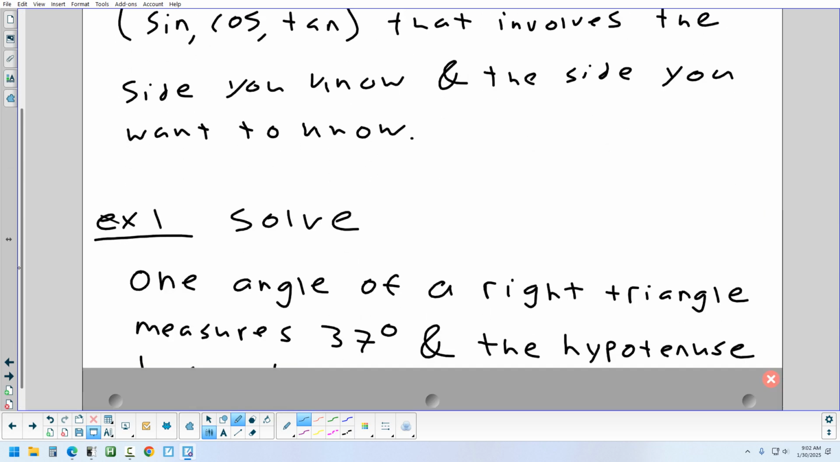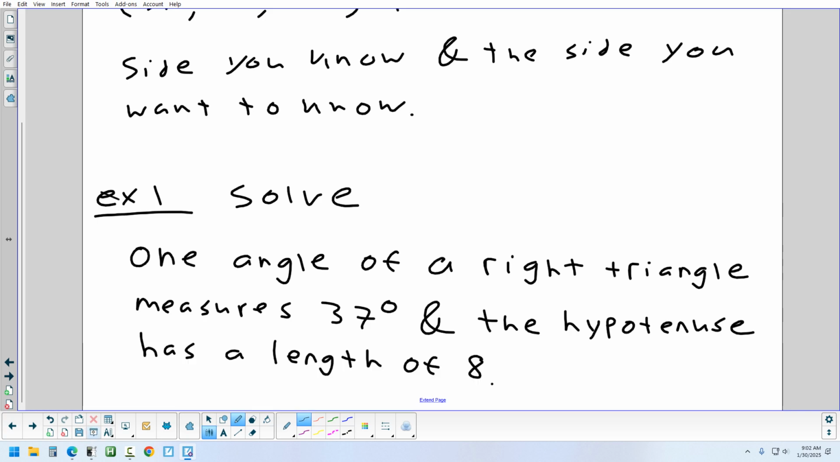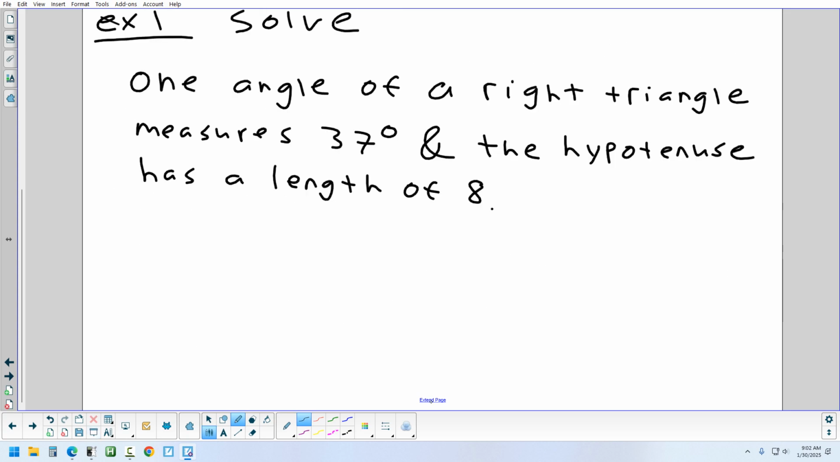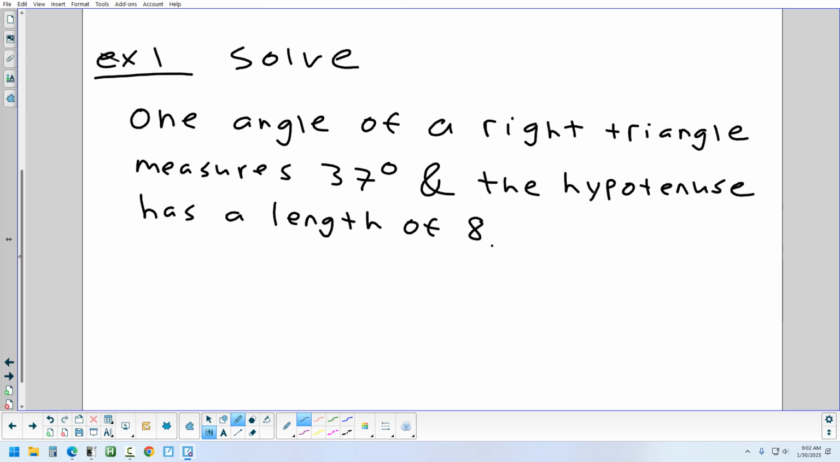All right, so let's try this. It says one angle of a right triangle is 37 degrees. The hypotenuse is 8. And solve implies find all the angles and sides you don't know. With that information, what do you think the first thing we should do is? Yep, we should find the last angle because we have two of the angles already. So we can easily find that last angle. But before we even do any math, what should I do? Yeah, let's draw it out.